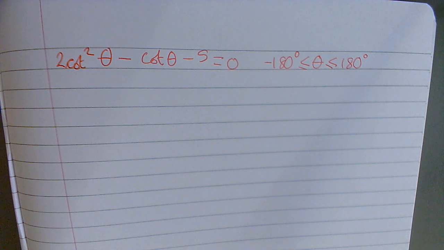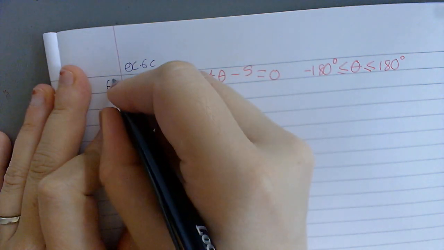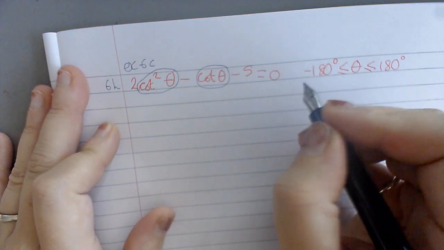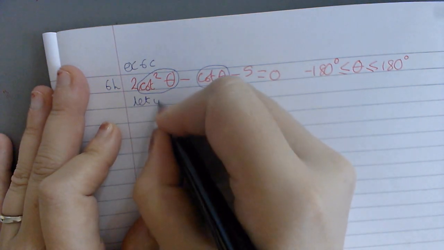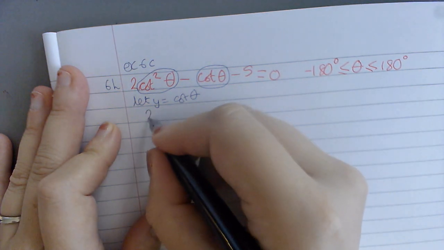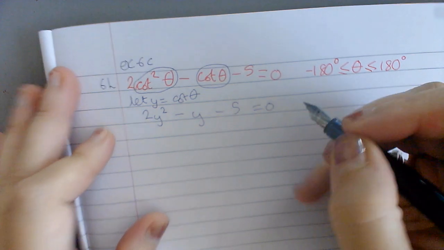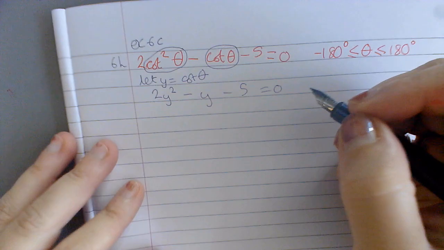Right, video solution for this question from exercise 6C. This is 6H. So what we should notice is we've got a cot squared and a cot, which means we've basically got a quadratic. So I'm going to solve it by letting y equal cot theta so we can see the shape of the quadratic. So that will be 2y squared minus y minus 5 equals 0. Then I'm just working my way through factorising and solving that quadratic.